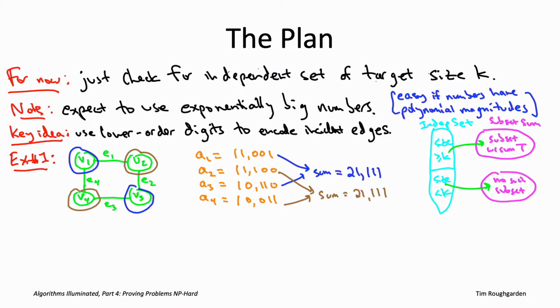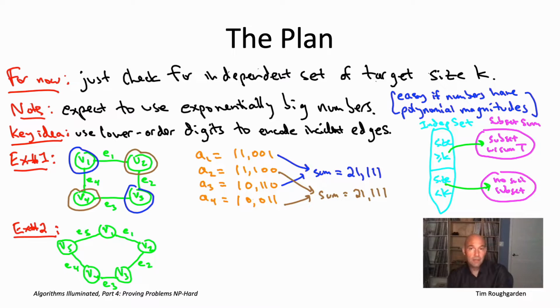So for example, if you took V1 and V2, which of course is not an independent set, you're going to get 22,101. So that's a different sum. So that seems pretty promising, right? The independent sets of size 2 exactly correspond to the subsets of numbers with this target sum 21,111. But let's change the example just a little bit. Instead of a 4 cycle, let's think about a 5 cycle.